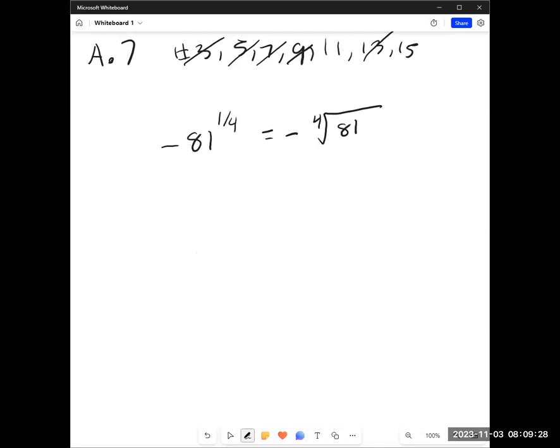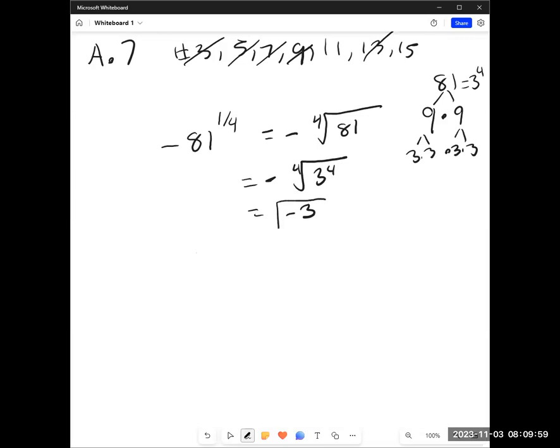And I think we took the 4th root of 81 earlier. Let's do it again. This is 3 to the 4th. This is negative the 4th root of 3 to the 4th. It's negative 3. That's my answer. I have one more problem to work with you that's down here.